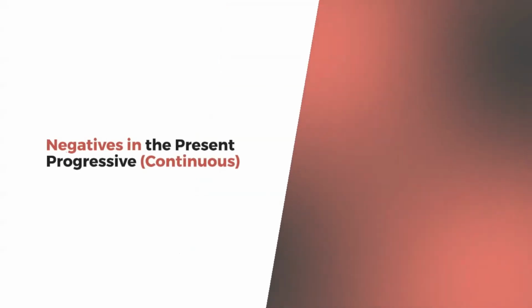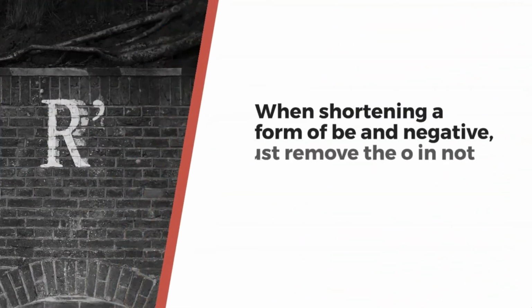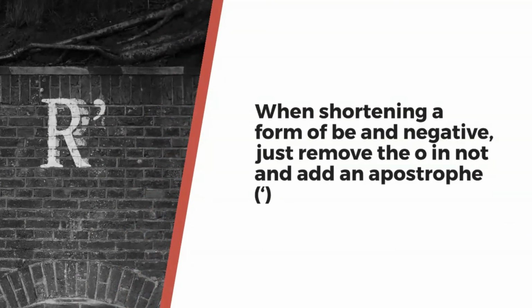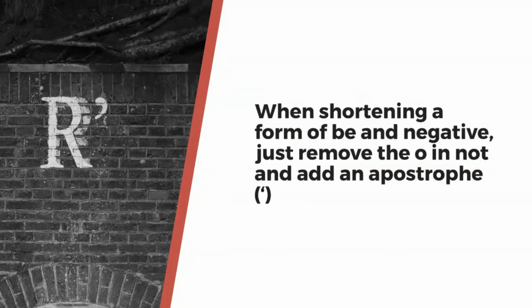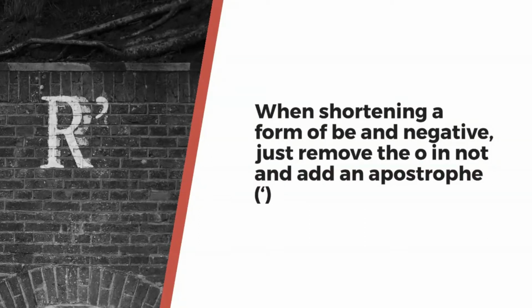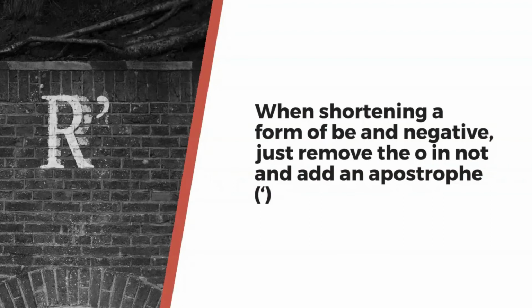Negatives in the present progressive. When shortening a form of be and not, just remove the o, as in is not, and add an apostrophe. Is not, isn't. Are not, aren't.